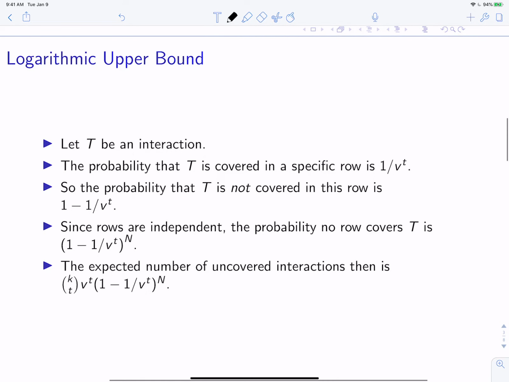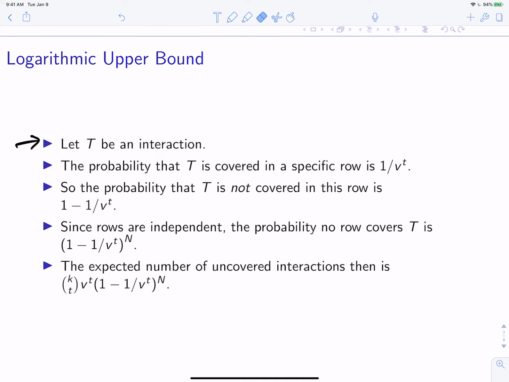So let's focus on a specific interaction: a set of t columns with a set of t values. What we're going to determine is the probability that it is not covered, because we'll show that that's really useful in a second. If we want the probability that it isn't covered, how does that relate to the probability that it is covered? What is the relation between the two? Yes, one minus the other one.